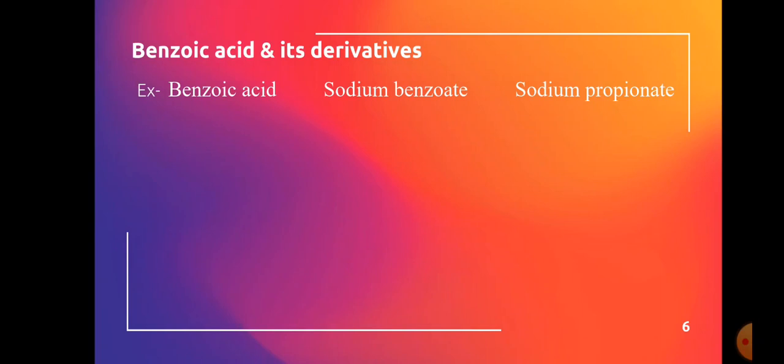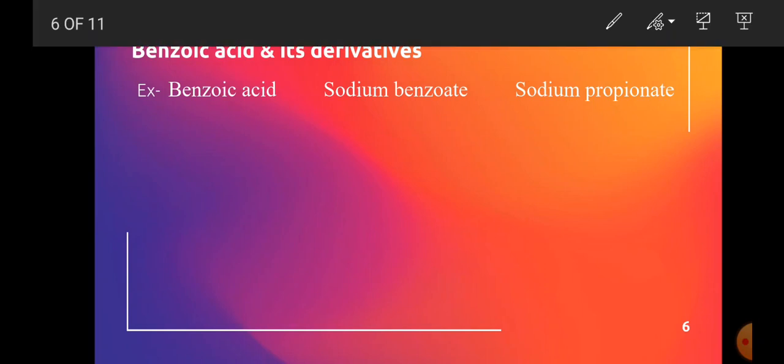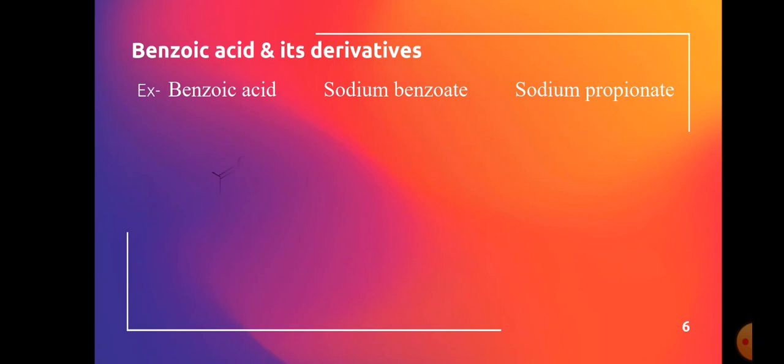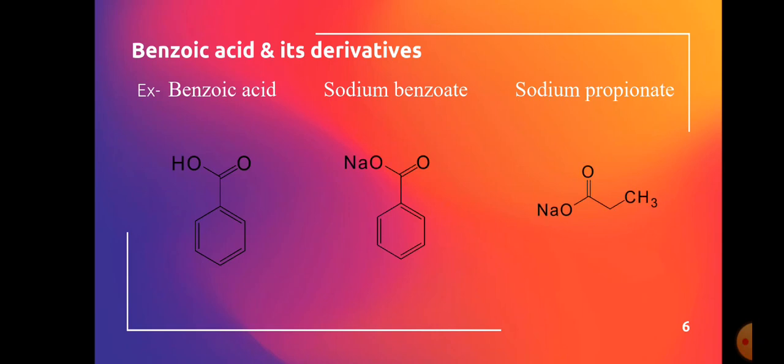Coming to the second class, there is benzoic acid and its derivatives. Example includes benzoic acid, sodium benzoate, and sodium propionate. This is the structure for benzoic acid. This is the structure for sodium benzoate, and this is the structure for sodium propionate.